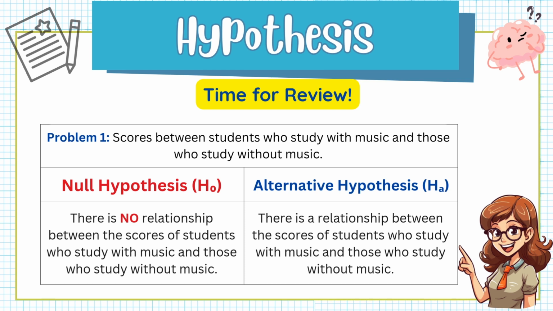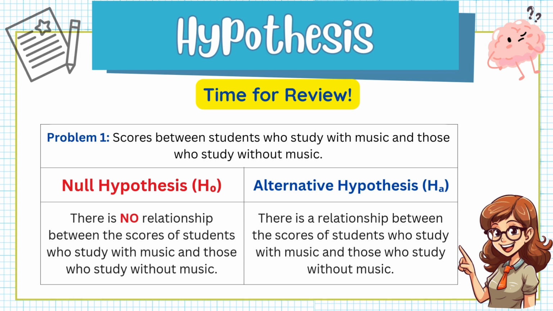Problem number 1. The scores between students who study music and those who study without music. To write the null hypothesis, we can say that there is no relationship between the scores of the students who study with music and those who study without music. Take note of the word no. When you are going to write null hypothesis, you are going to always use no.